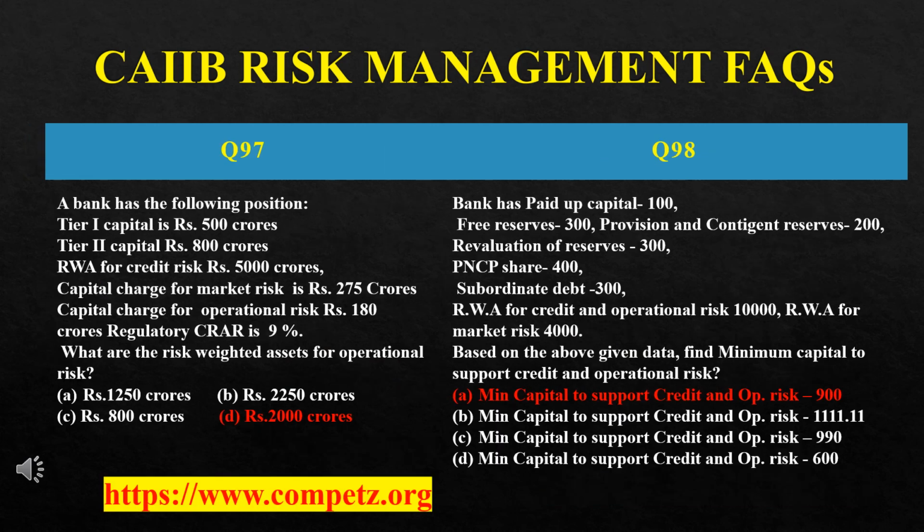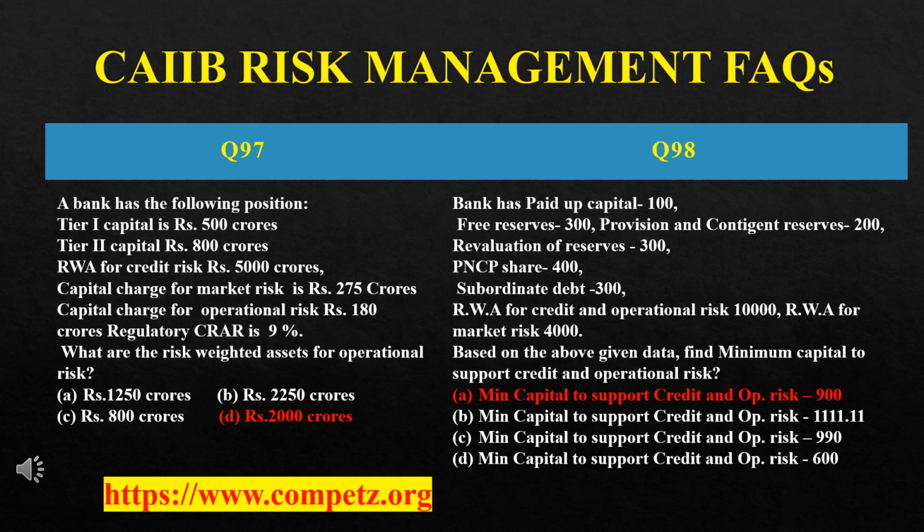Now, in this slide, see the question carefully. This is a practical question. A bank has the following position. Tier 1 capital 500 crores. Tier 2 800 crores. Next is RWA, risk weighted assets for credit risk, 5000 crores. Capital charge for market risk 275 crores and capital charge for operational risk 180 crores. Then the regulatory CRAR they have specified is 9%.